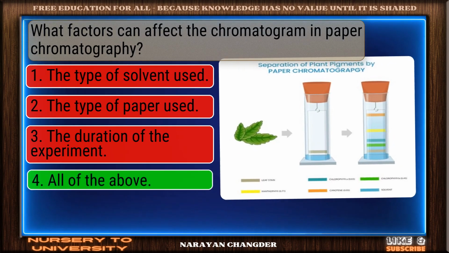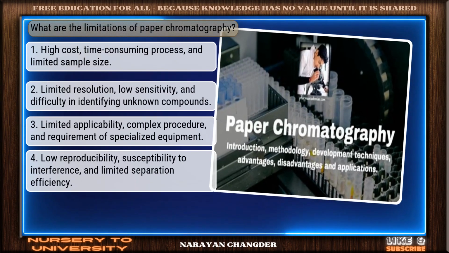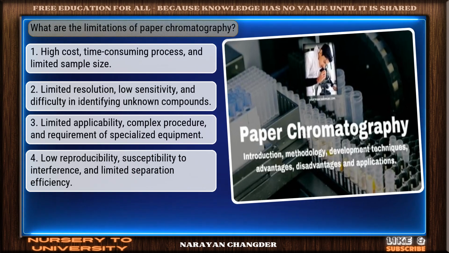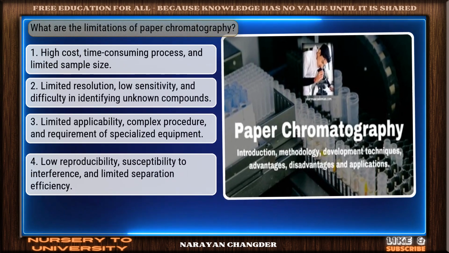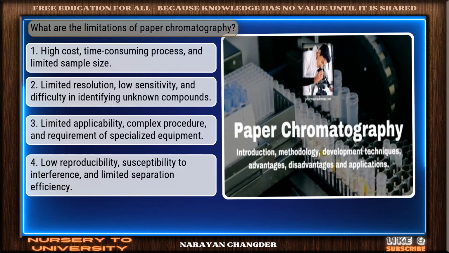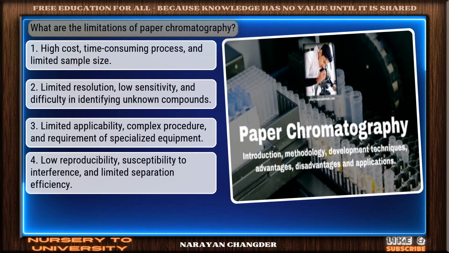You're on fire, all of the above. What are the limitations of paper chromatography? Option 1, high cost, time-consuming process, and limited sample size. Option 2, limited resolution, low sensitivity, and difficulty in identifying unknown compounds.